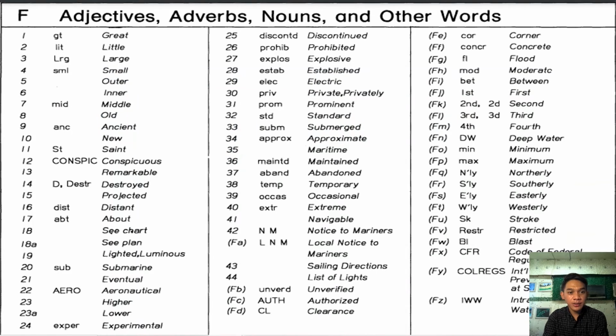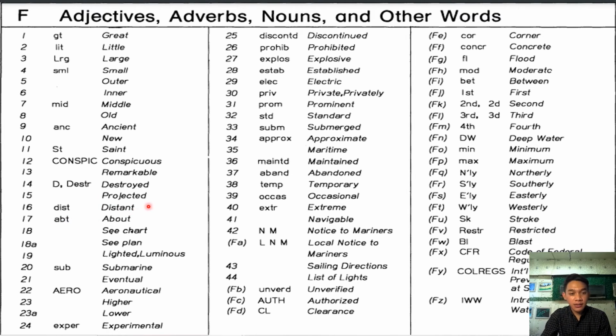Okay, so to start, number one, we have GT, which is for great. LIT is for little. LRG is for large. SML is for small. 5 is outer, and then inner. Mid is for middle or old. 9 is for ANC, which is ancient. And then 10 is new. ST is for saint. Conspic is for conspicuous or remarkable. D or DSTR is for destroyed or projected.